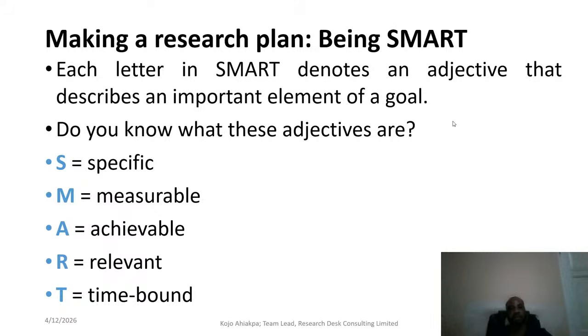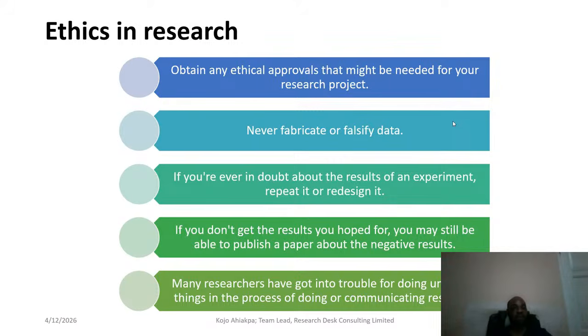You need the results to communicate to your founders or to your supporters. And you have to be relevant for the task, and you have to be time bound. You can't do research for the rest of your life, so there should be a timeline for it. And that is what we mean by being smart with your research plan. So remember, your research plan has to be smart.